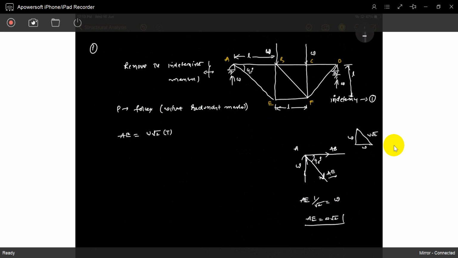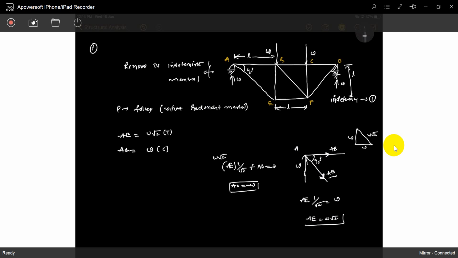What is AB? AE's horizontal contribution is W root 2 cos 45 plus AB is 0, because I will take this direction. So what is AB? AB is negative W. Negative W means our assumed direction is wrong. So AB is W, but compression.